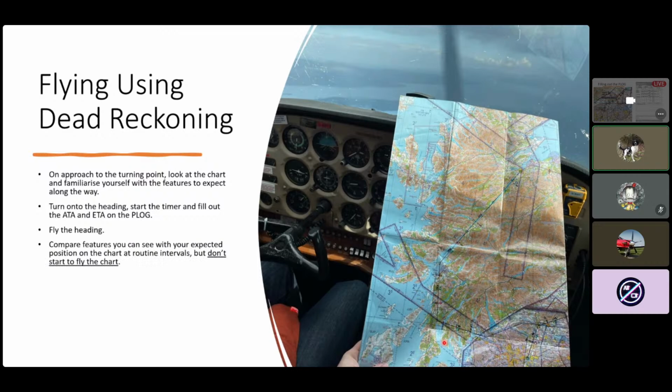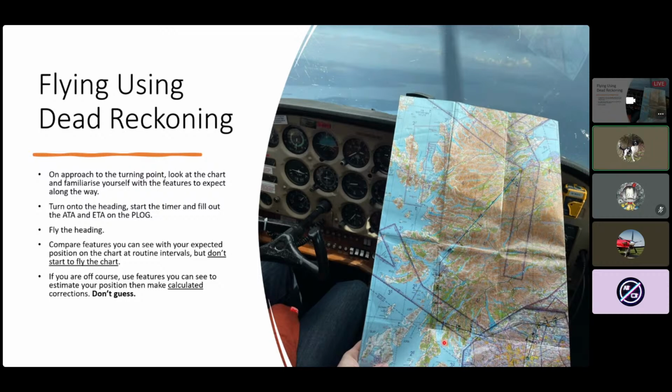Compare what you can see out the window with what you expect, but don't fly the chart. Don't start looking at the chart and go, oh, I can see a town down there, adjust my heading 10 degrees, I'll fly towards it. Oh, wait a minute, that loch down there, I shouldn't be over that. I should be south of it. Adjust my heading left by 5 degrees. If you are not where you expect to be, use the features that you can see to estimate your position and make calculated corrections. Don't guess.